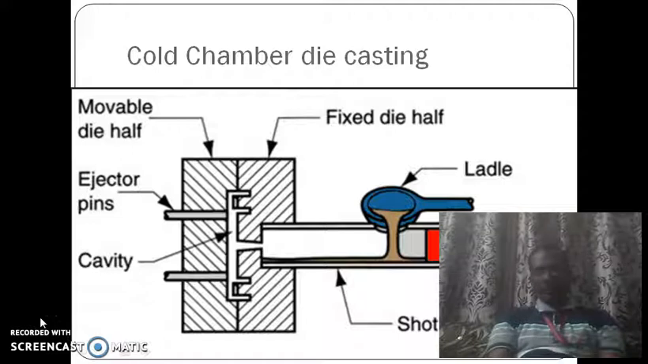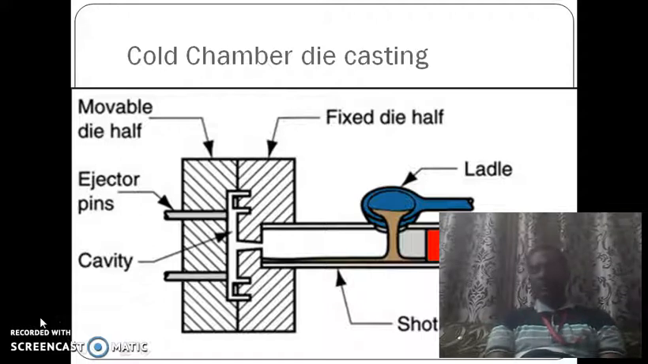There will be two die halves. One is the movable die half, the other is the fixed die half, and both are mated with the help of an ejector pin. And the cavity is our mold cavity. With the help of the ladle, we have to pour the hot molten metal into that cavity. A ram will be there.